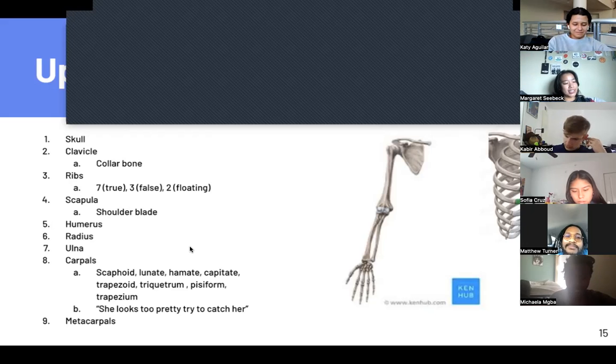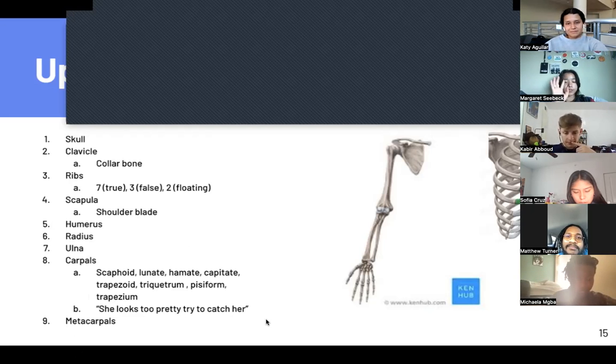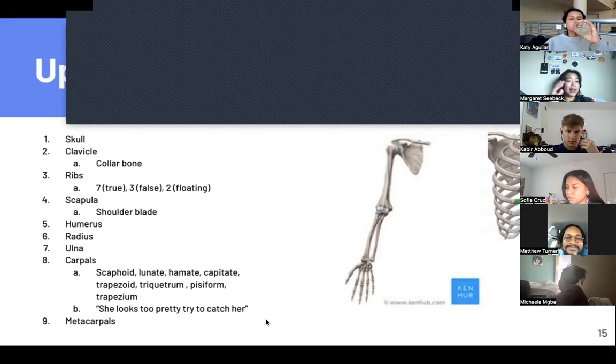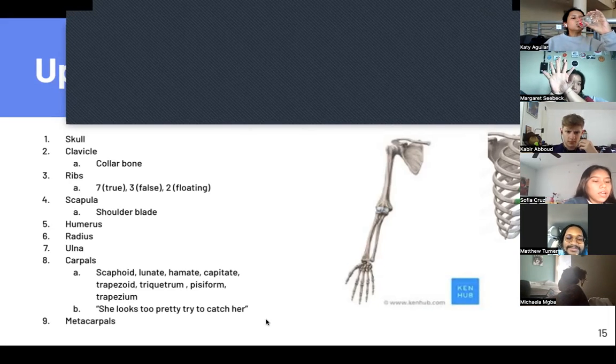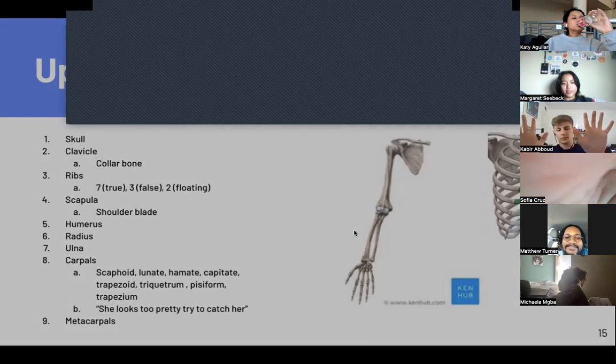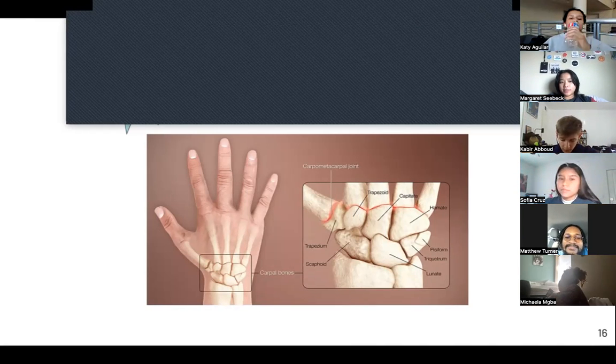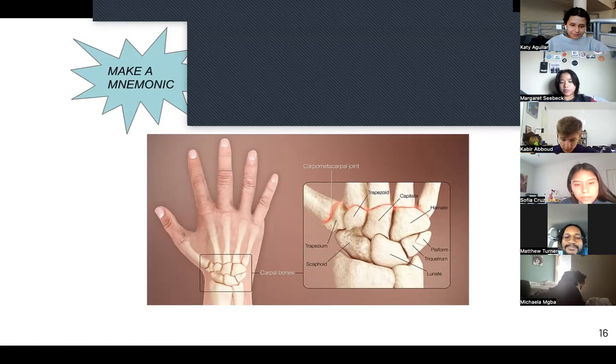So I put an example of how to remember the carpals with this one mnemonic. She looks too pretty to try to catch her. So that's going to go through all the carpal bones in your wrist when you're going to be tested on memorizing the different carpals and everything. And then the metacarpals are going to be like your finger bones up here. So here's a better picture of the different carpal bones.